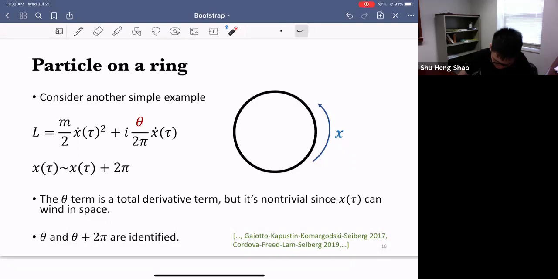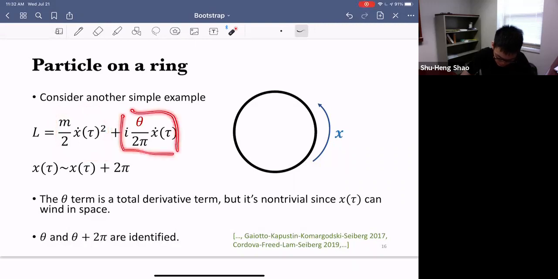It's a quantum mechanics of a free particle propagating on a circle. The coordinate of this particle on the circle is denoted as x of tau. Tau is the Euclidean time of the quantum mechanics. It's on a circle, so x is identified with x plus 2 pi. The first term is just a standard kinetic term. There's nothing fancy about it.